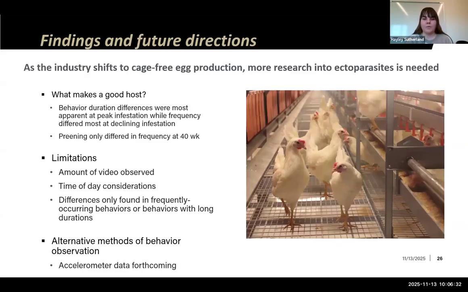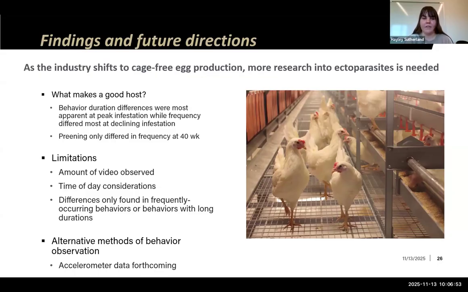So as we look forward and as we move into our cage-free egg production, we're going to need more research into ectoparasites. What we're trying to accomplish on this study is identifying what makes a good host. So what we were able to see in this portion was that behavior duration differences were most apparent at the peak of infestation, but our frequency differences had the most variation at declining infestation.